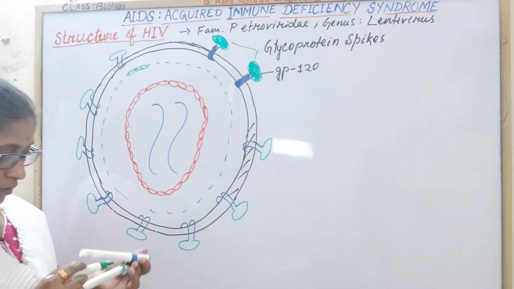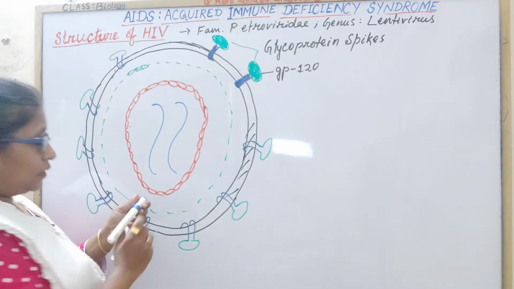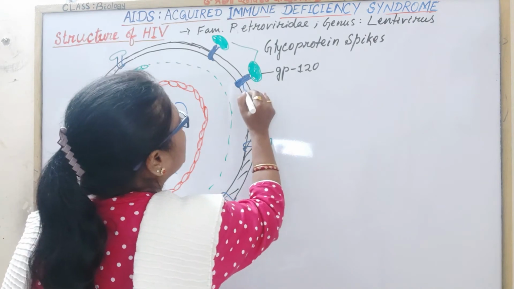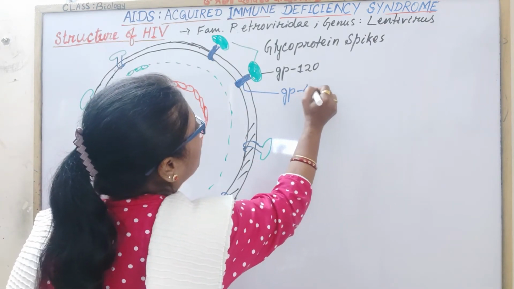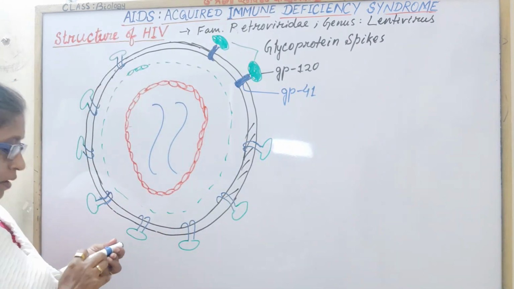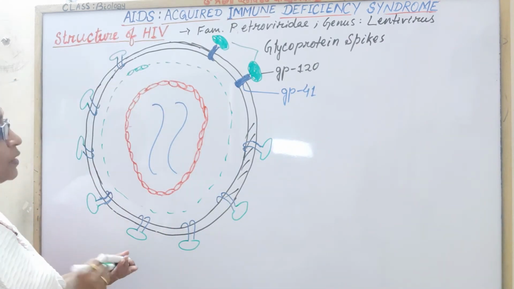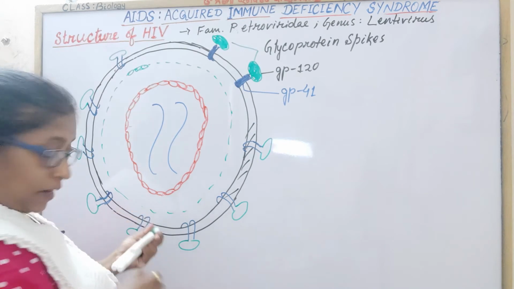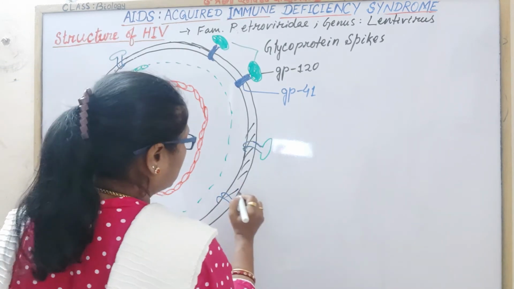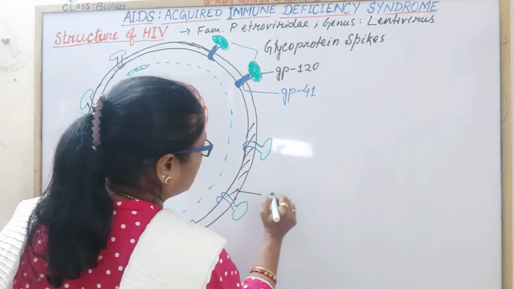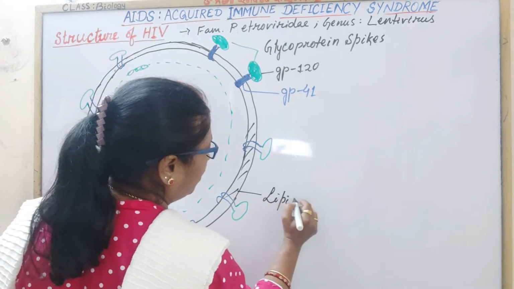Okay, the blue one is made up of GP41. Now see, this is a protein capsid, and this is the lipid envelope. What is this? This is the lipid envelope.